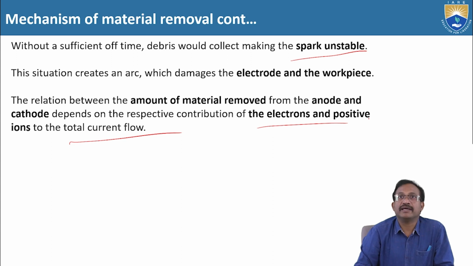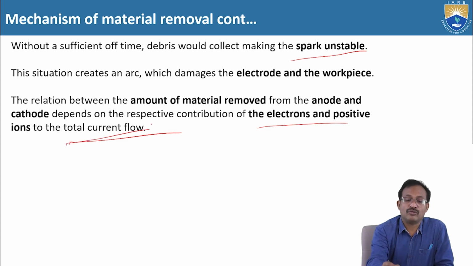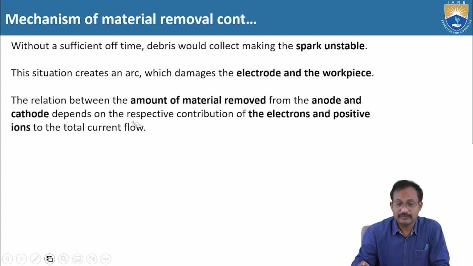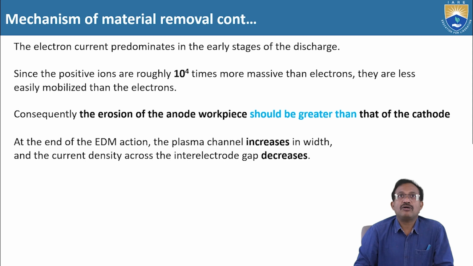Okay, so here the amount of material removal from the tool and the workpiece, or cathode and anode, depends on the respective contributions of the electrons and positive ions to the total current flow. The electron current predominates in the early stages of the discharge.